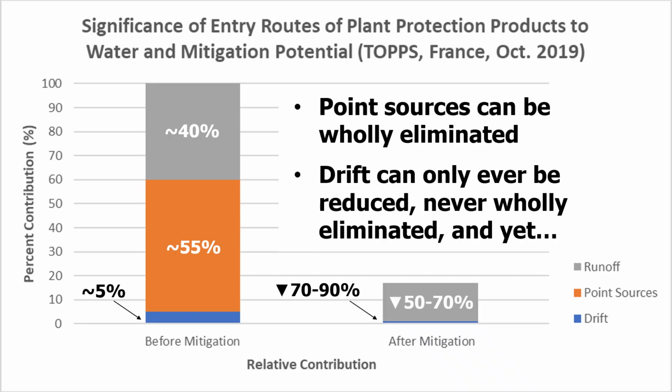And it kind of gets worse. Point sources, that 55%, no problem. With the right technology, we can eliminate that entirely. One day, look up closed transfer. You'll like it. As for runoff, that can be reduced by 50 to 70%. But drift can be reduced by 70 to 90%, but never entirely eliminated. So if the best we can do is 70% of 5% of the problem, I don't know. But they keep asking me to talk about drift.